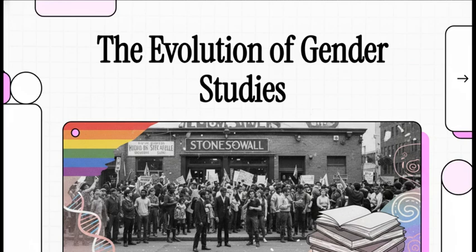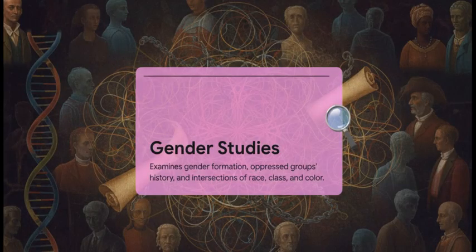You know, the way we talk about gender and sexuality has completely changed over the last few decades. It's been this huge shift from street protests all the way to dense academic theory. So today, we're going to trace that journey. It's a really complex and fascinating one, from the Stonewall riots all the way to what we now call queer theory.